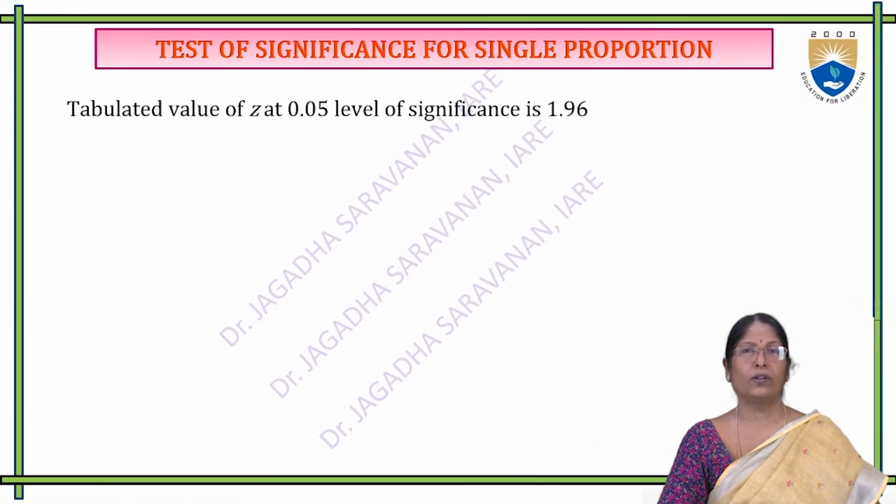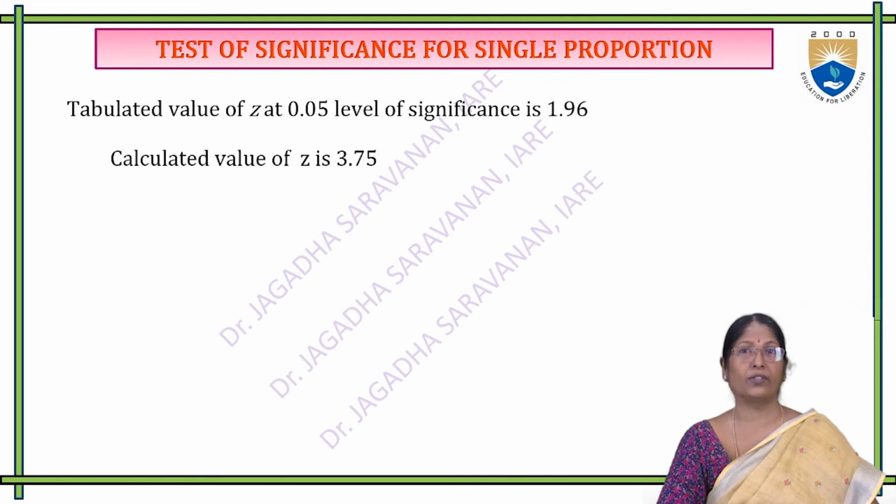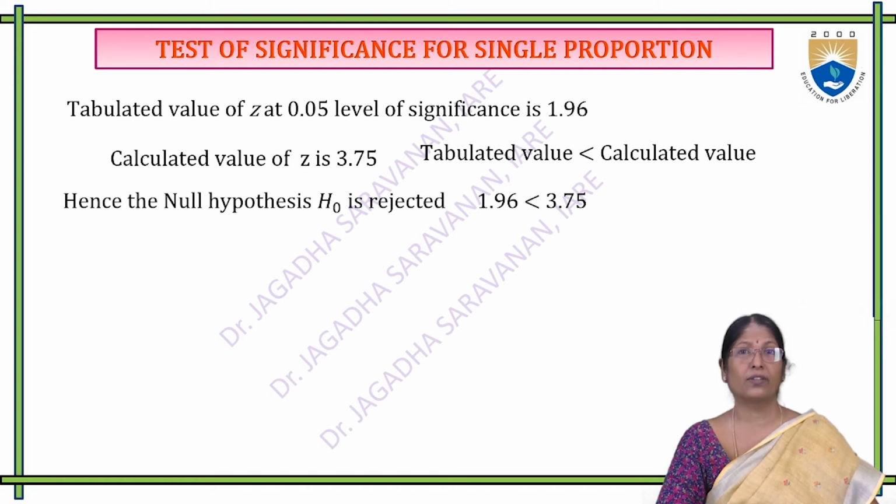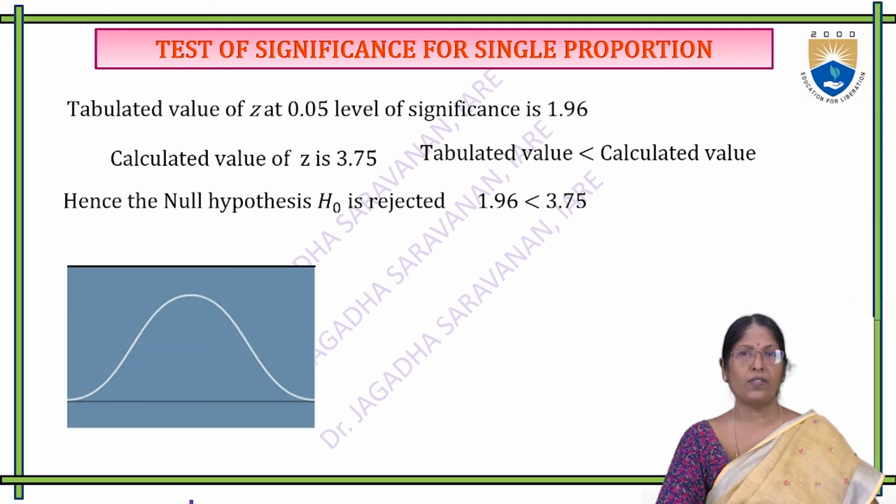Now the presentation. The tabulated value of z at the 0.05 level of significance is 1.96. The calculated value of z is 3.75. So the tabulated value, 1.96, is less than the calculated value, 3.75, and that is why the null hypothesis is rejected.